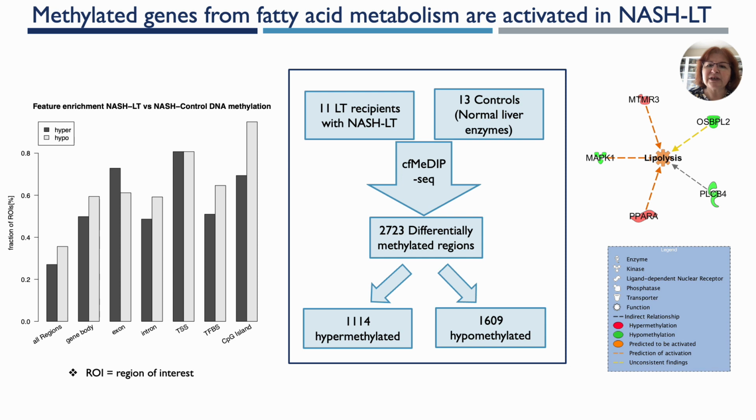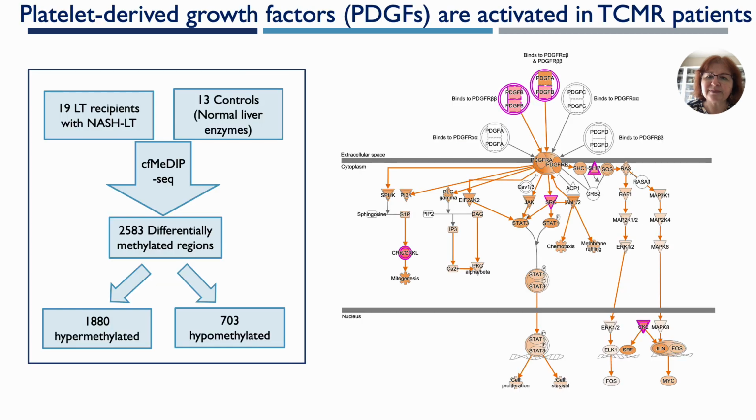When comparing NASH LT patients with controls, which are also liver transplant patients but with normal level of liver enzymes, we identified around 2,700 differentially methylated regions with good level of CpG enrichment as shown on the left panel. With the genes from the gene bodies, we performed pathway analysis using IPA. We found that lipid metabolism with lipolysis biological function was activated in NASH patients.